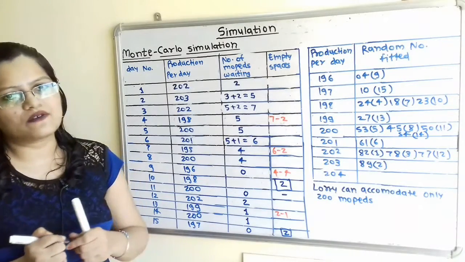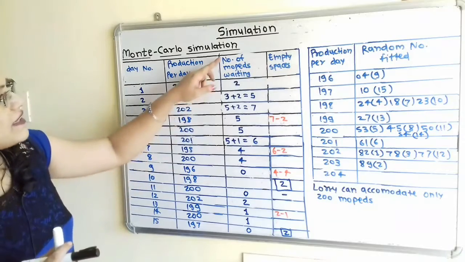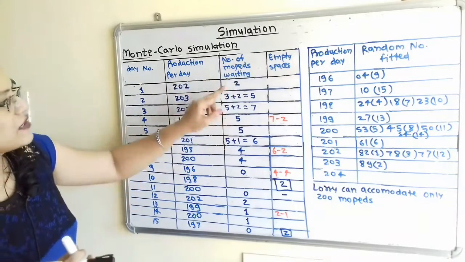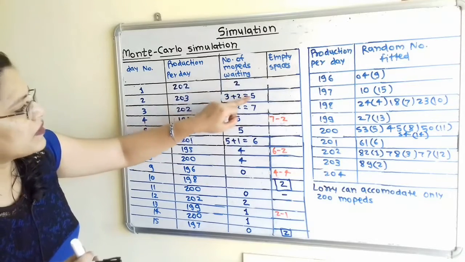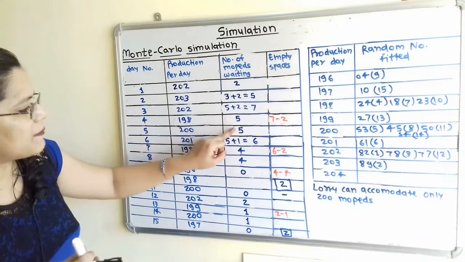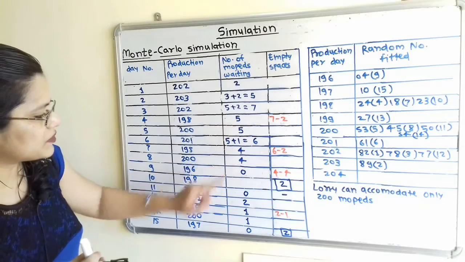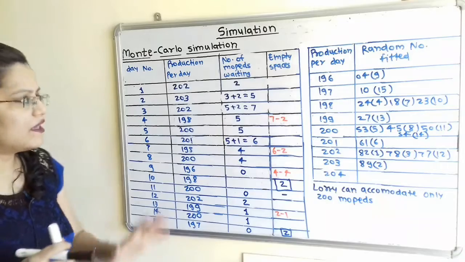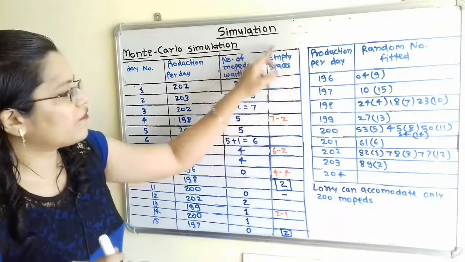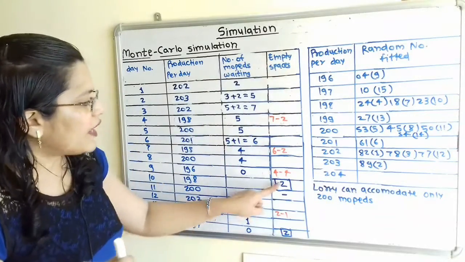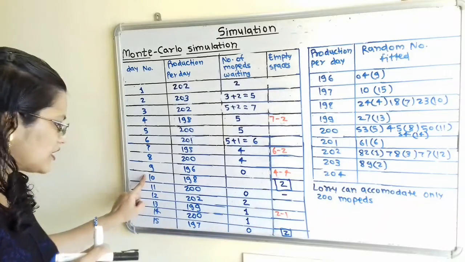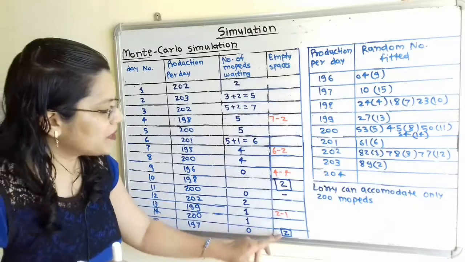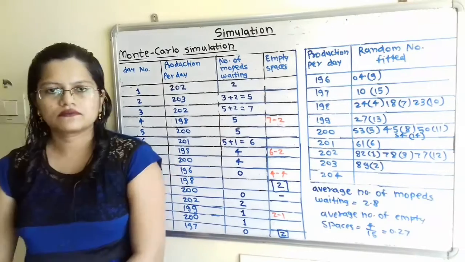Now we have to calculate the average. How to calculate the average number of mopeds waiting? We take 2 plus 5 plus 7 plus 5 plus 5 plus 6 plus 4 plus 4 plus 2 plus 1 plus 1 divided by 15. And how to calculate the average number of empty spaces in the lorry? Only on 2 days, the 10th day and the 15th day, 2 spaces are available. That is 2 plus 2 divided by 15.